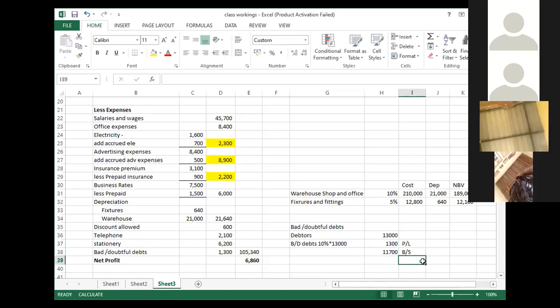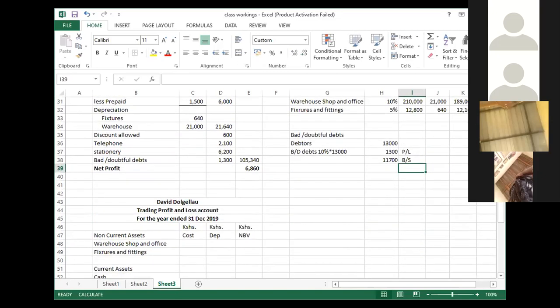Therefore, it is important for you to note that. Having prepared that, we go and prepare the balance sheet, right? And in preparation, I hope you've already written this.